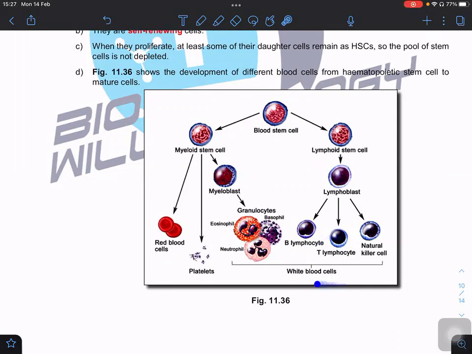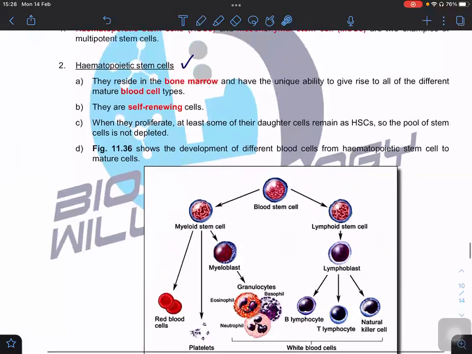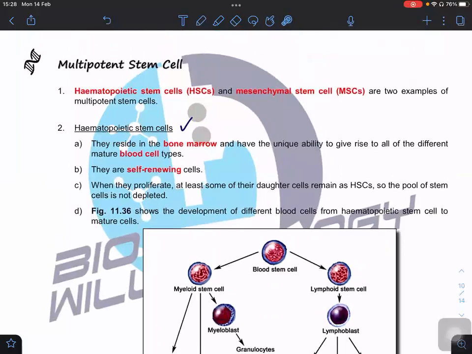Then we have the pool of white blood cells. Again, this one is very specific, because they won't form your muscle cells, lung, or heart. Therefore, they lose potency from totipotent and pluripotent, and now become multipotent stem cells.